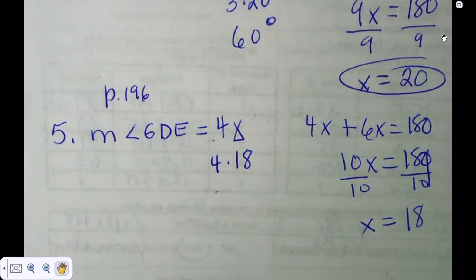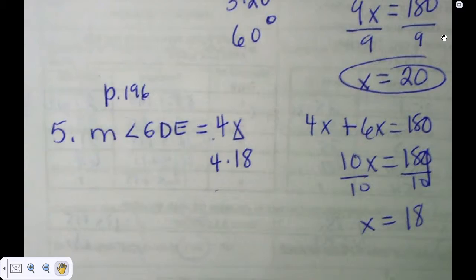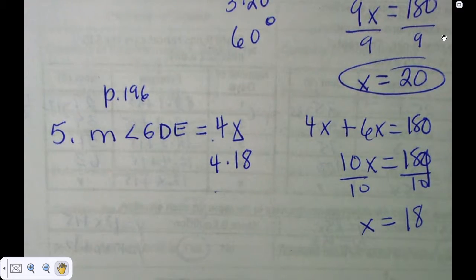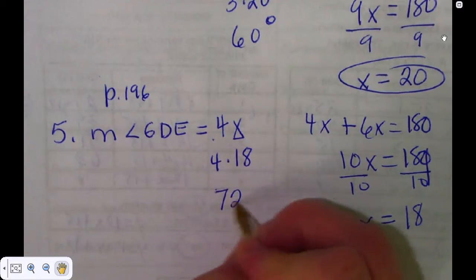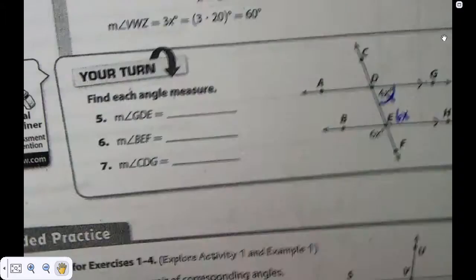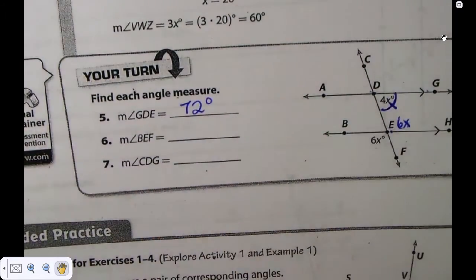You know what? I love what I'm seeing. About 5 people are actually doing it on the calculator to make sure they were right. You're just not taking their word for it. I love it. 4 times 18 is 72 degrees. So that's 72 degrees.